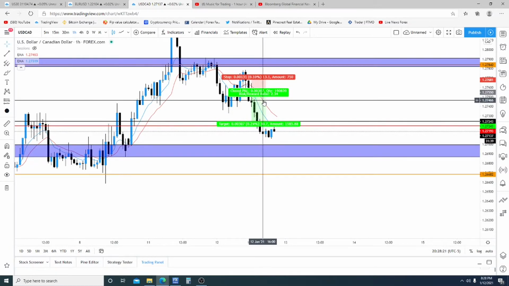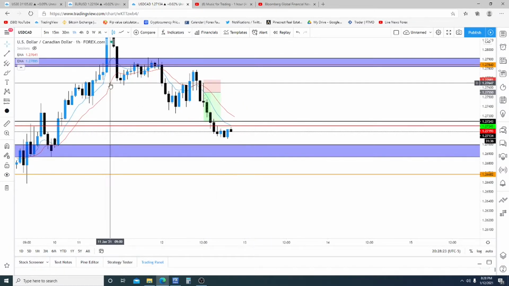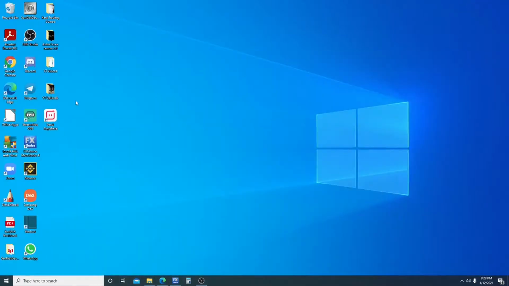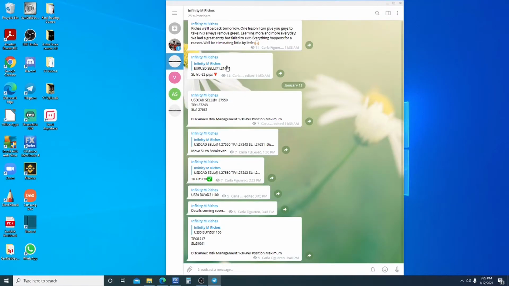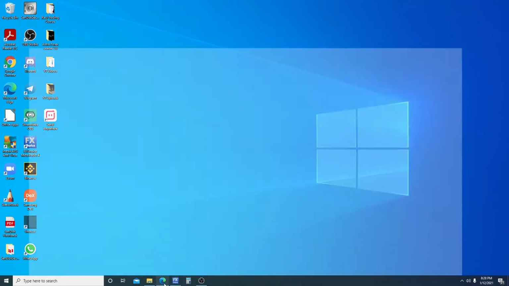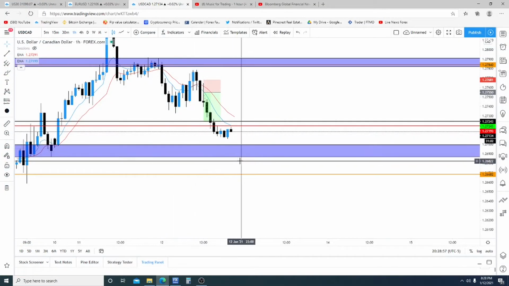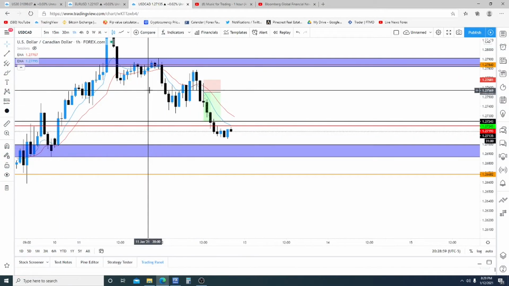This is the trade we took today. It was USDCAD. We went in for 30 pips. If you guys want to see, I'll show you. I sent it to the group at 11:35 a.m. It was a sell at 1.27550. We got 30 pips, stop loss to break even, and it was just that simple. But I know you guys are here for the analysis, so let's go ahead and get started.